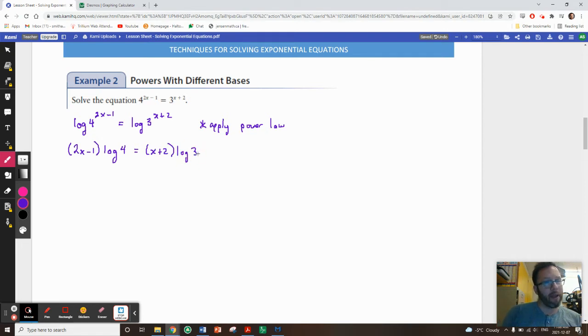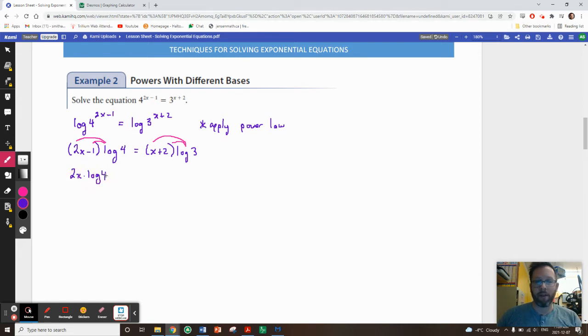And if you think about what we have here, we've turned this exponential equation into a linear equation, because log 4 and log 3, they're not nice round numbers, but they're just numbers. And this is a linear equation that we can solve using just techniques that we learned in grade 9. So we're going to use the distributive law to expand on each side. And so we get 2x times log 4.